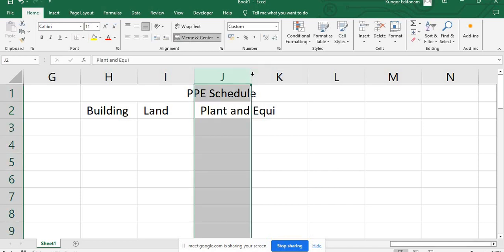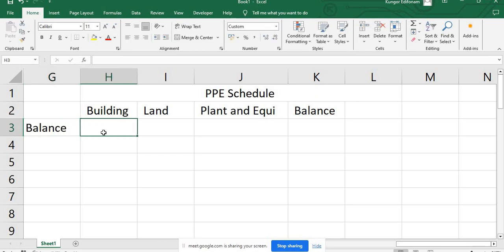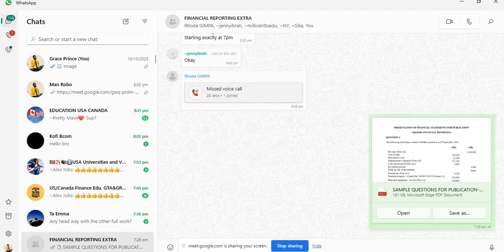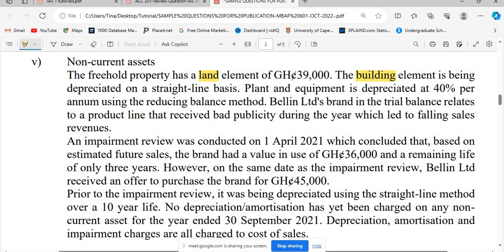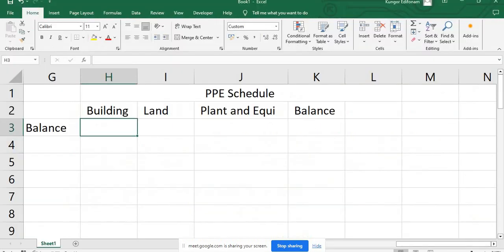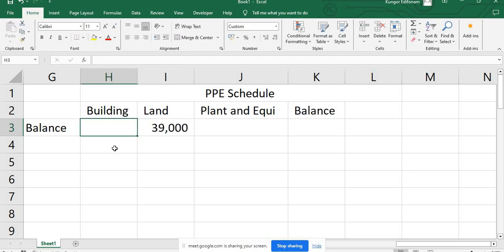And then we have the balance. So we have the balance brought forward. This will be the balance brought forward. That's the cost or the current value of the item. All right. So we were told that the freehold property has a land component which is 39,000. So let's report the land component as a balance before. That will be 39,000. And then we have the building component.